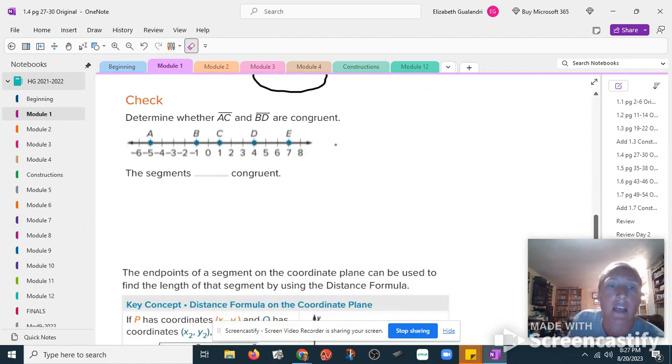So if we do that again, determine whether AC and BD are congruent. So you're going to check for the distance of AC and the distance of BD. Now, can you count these off? Yes, you absolutely can, especially here. So AC is 1, 2, 3, 4, 5, 6 units long. BD, we've got 1, 2, 3, 4, 5 units long. So are they congruent? The segments are not congruent. Okay, is what you would answer there.